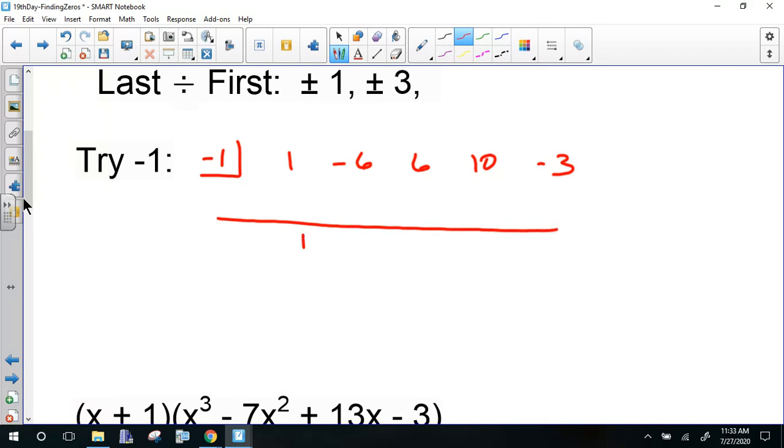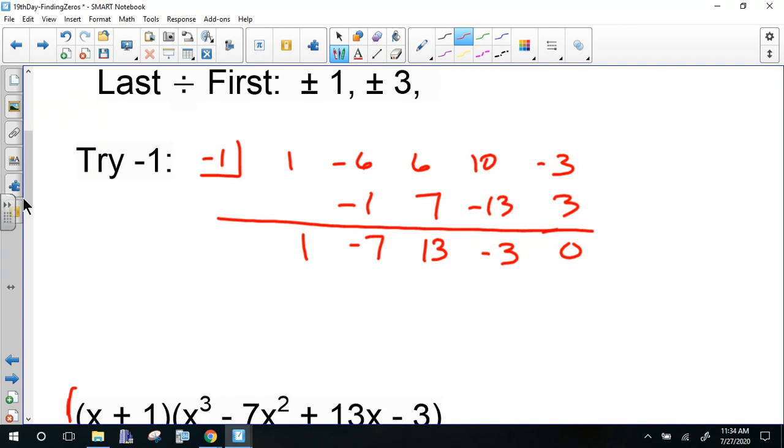All right, bring down my 1. 1 times negative 1 is negative 1. We add, we get negative 7. That'll be a positive 7 here. If we multiply and we add, we get 13. And that'll be a negative here. We get negative 3. And we add. Now it works out good. All right, so negative 1 works.